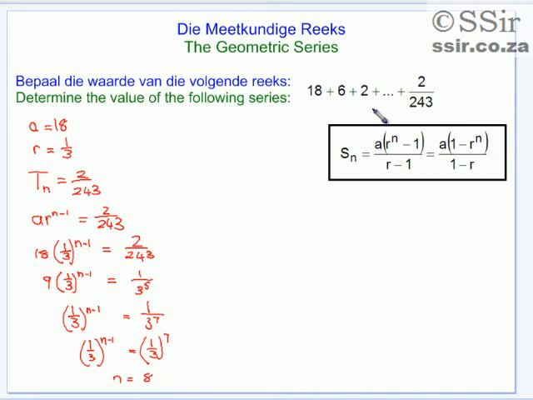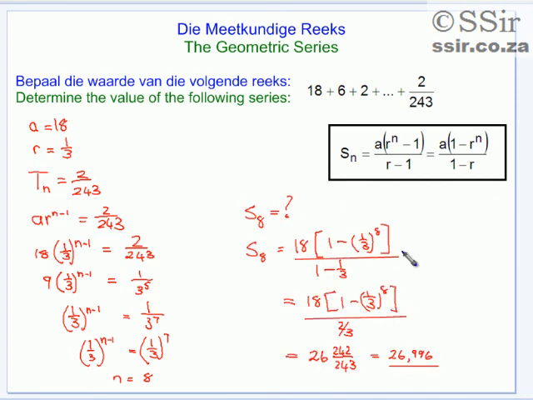We must, however, determine the sum of all these terms. Right now we've discovered that this is the 8th term in this series, so we know that we must calculate the sum of 8 terms. Make sure that you substitute the values accurately. We are going to use the second alternative of this formula because r is smaller than 1. It is a third. And when you get to this step, enter all these values very carefully into your calculator, and any of these two answers will be acceptable.